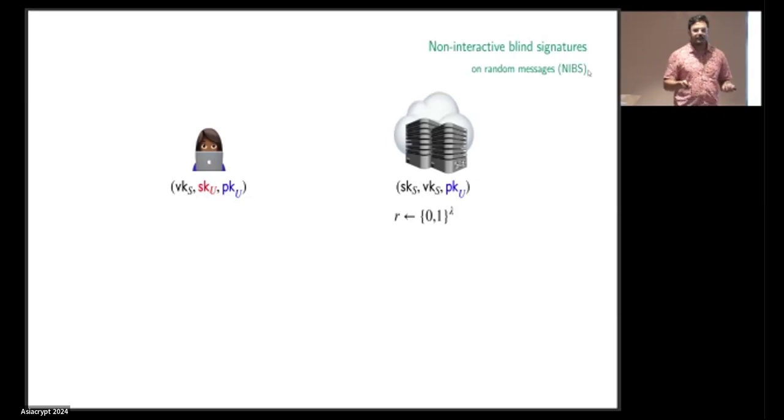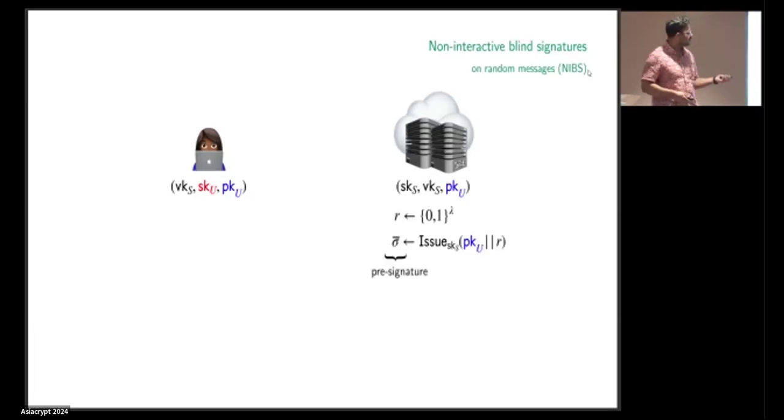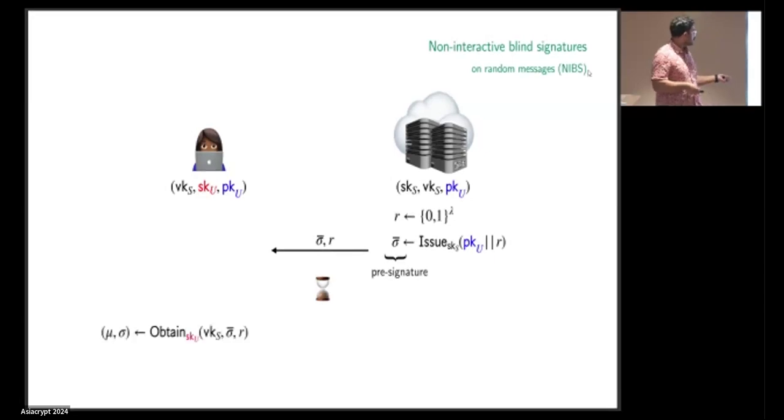Then to issue a pre-signature to a user, the signer does the following. The signer samples some randomness. It then issues a pre-signature using the user's public key as well as the randomness, and then sends both the pre-signature as well as the randomness. Then the user can extract from this pre-signature both the message and the signature using its secret key. And then, of course, this message and signature will verify on the signer side.